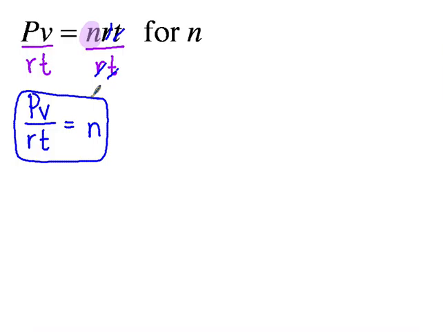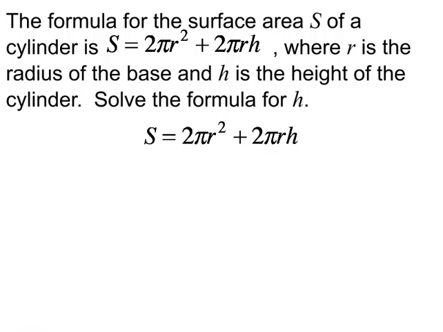Okay. Let's look at another example. It says the formula for the surface area S of a cylinder is S equals 2 pi r squared plus 2 pi rh, where r is the radius of the base and h is the height of the cylinder. Solve the formula for h. So this is basically the exact same thing we looked at. Here is my equation, and I'm going to solve this for h. So if you're taking down notes, you don't need to write this whole paragraph. All you would have to do is write this very last line. S equals 2 pi r squared plus 2 pi rh. And I want to solve that for h.